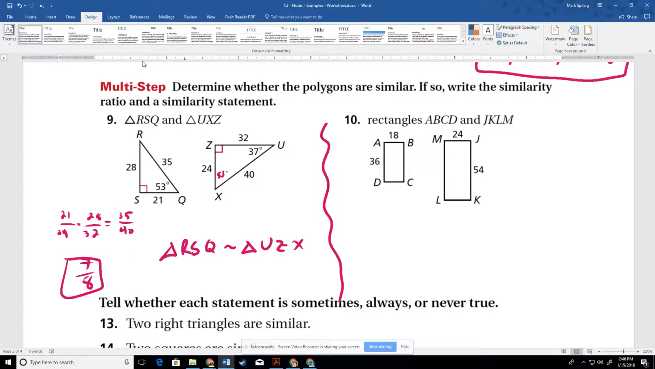These are rectangles, so again, we just have to sort of check one. We can just check to see if 18 over 24 is going to be equal to 36 over 54. Again, in this one, I will cross multiply, so 18 times 54 equals 972, and 24 times 36 is not the same. So 18 over 24, 36 over 54. Just double checking I did that right. 18 times 54, 972. 24 times 36 is 864. So these are not similar, because those aren't proportional. So I don't have to do the other parts.